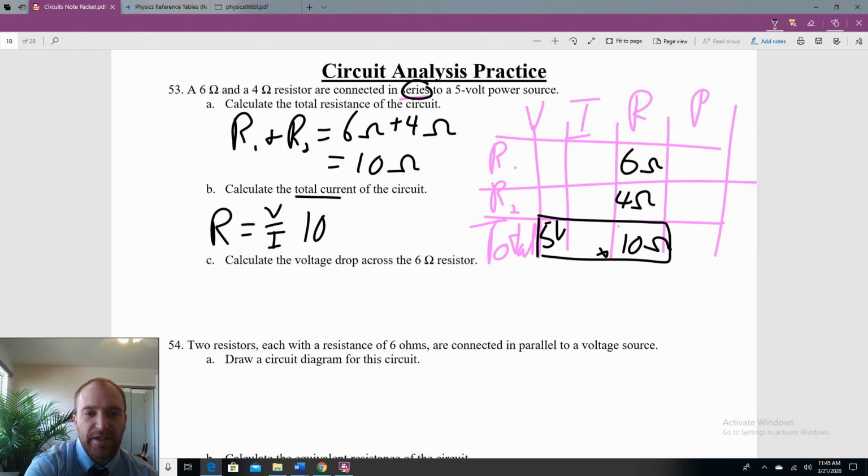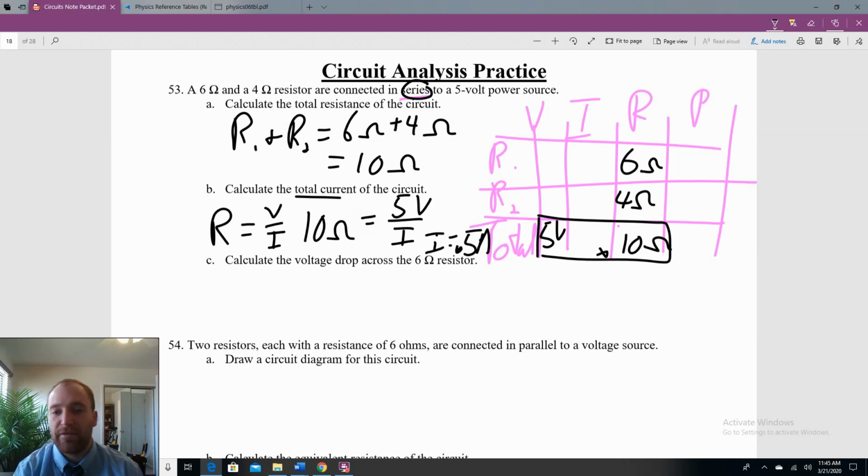R is 10 ohms. Again, stay in that row. Equals V, which is 5 volts, over I. And when you do that, you get I equals, cross multiply carefully, I got 0.5 amps, or half an amp. Just going to fill that in down here. 0.5 amps.